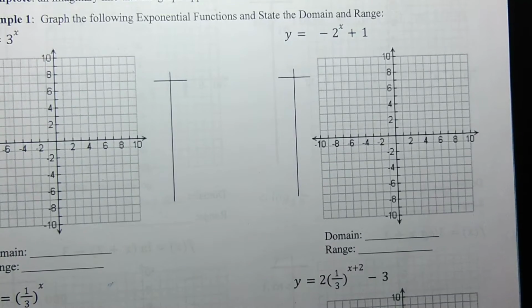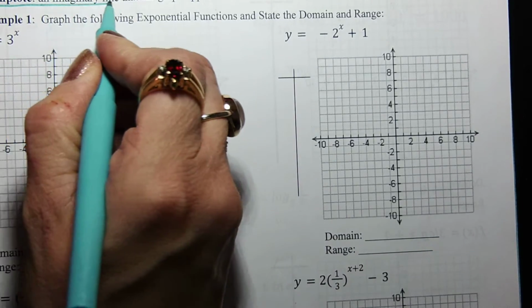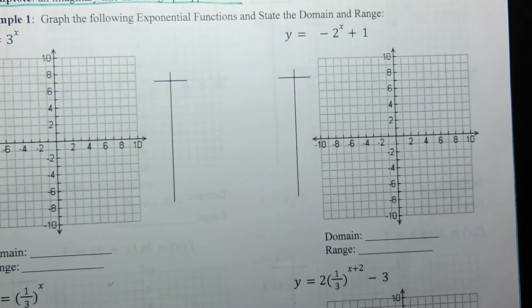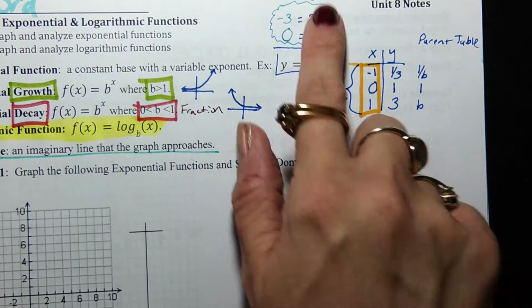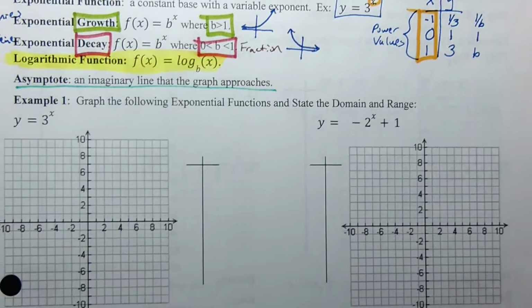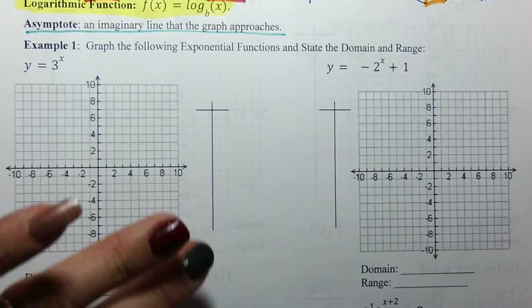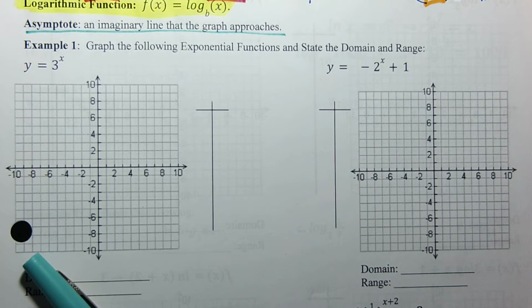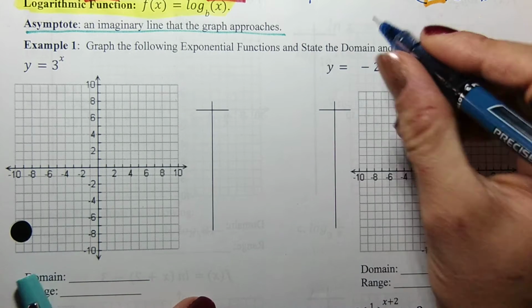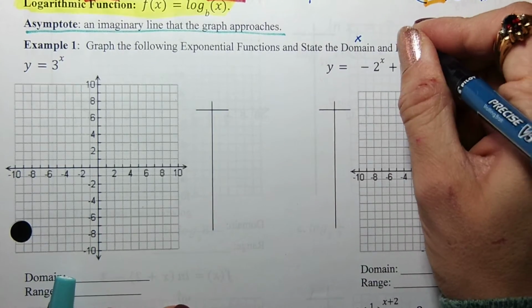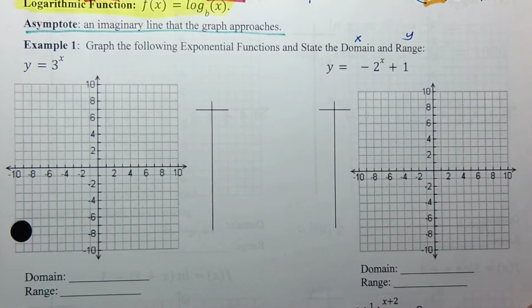So asymptote, an imaginary line that the graph approaches, and exponential graphs have horizontal asymptotes. So we're going to graph the following exponential functions and state the domain and the range. Domain is the x values that get covered by the graph, and the range is the y values.